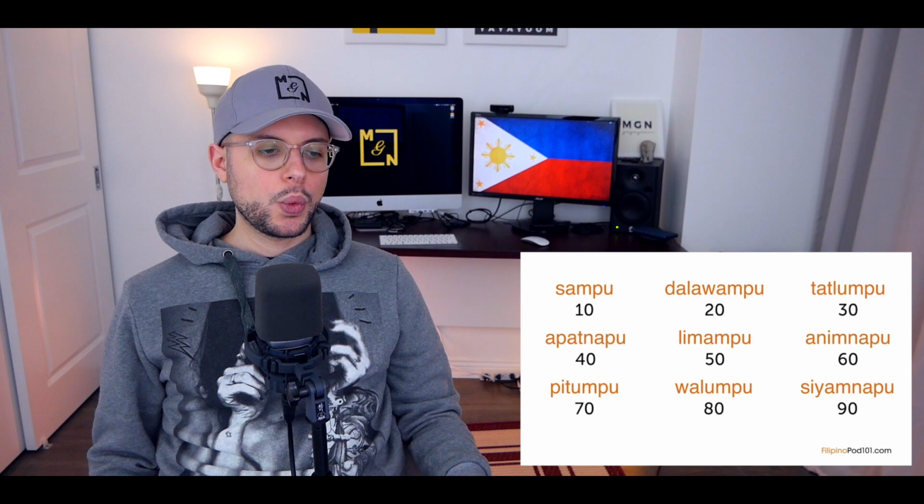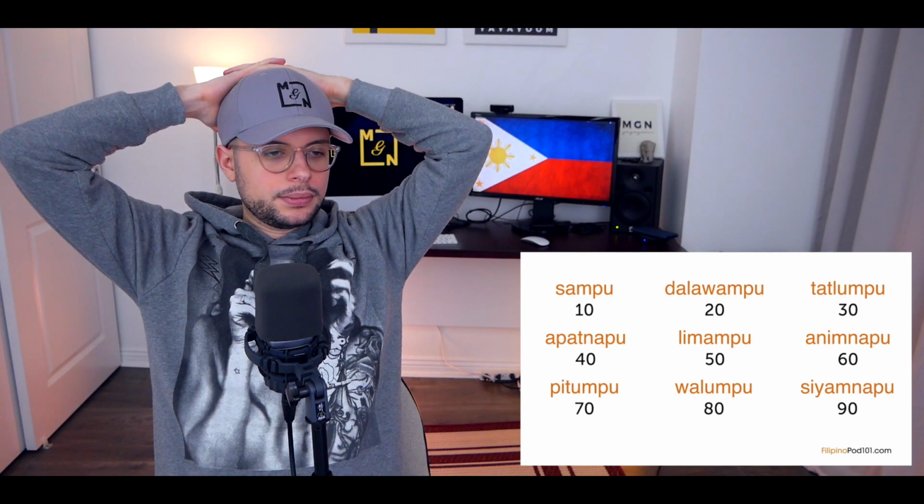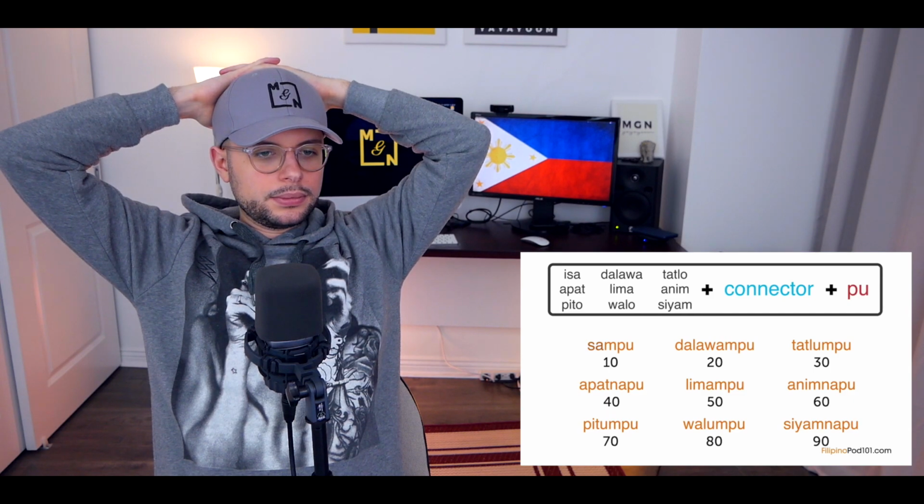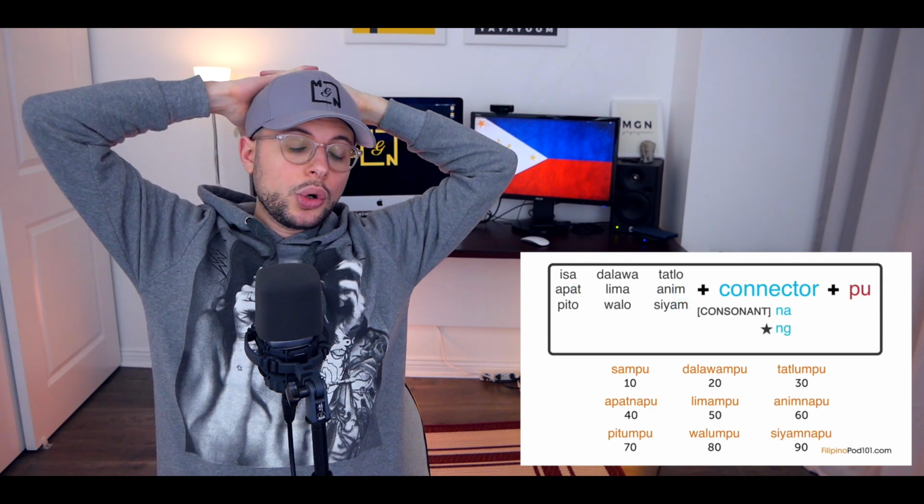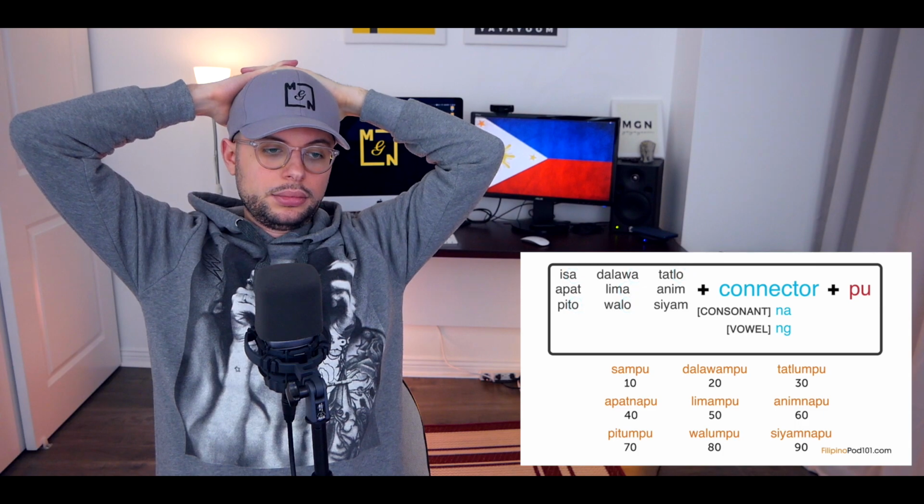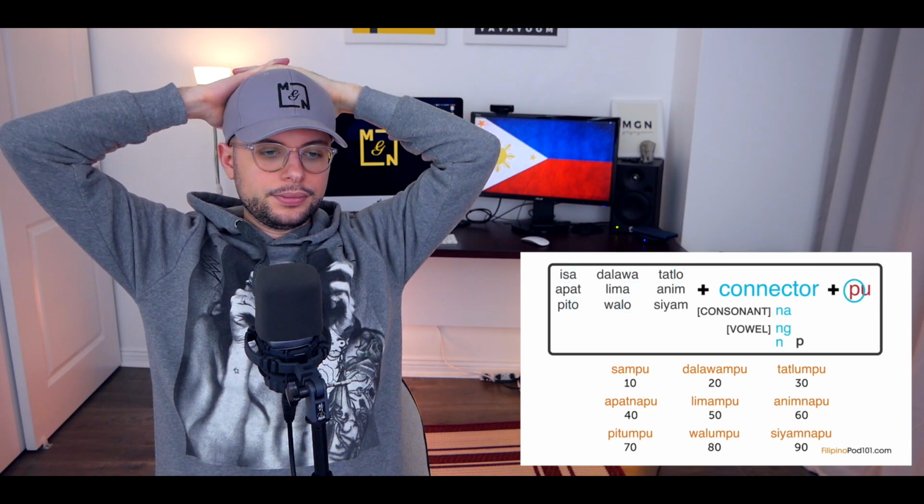Just like 11 to 19 from the last lesson, the tens also have a common formula. It is the numbers 1 to 9 plus connector plus pu. As I mentioned, the connector is usually NA if the letter before it is a consonant, and NG if the letter before it is a vowel. I also mentioned that if a P follows the NG connector, then it becomes an M.